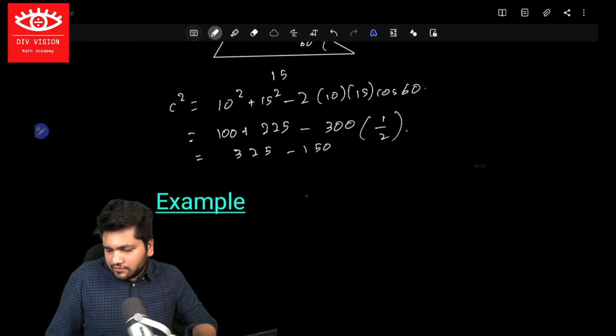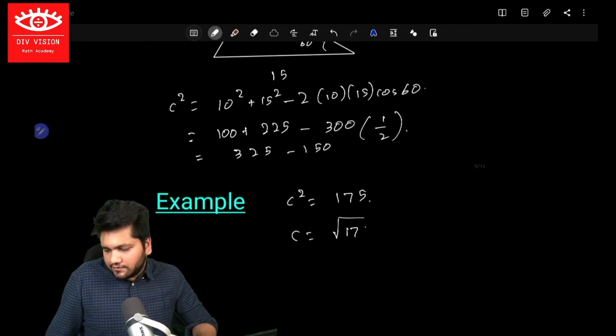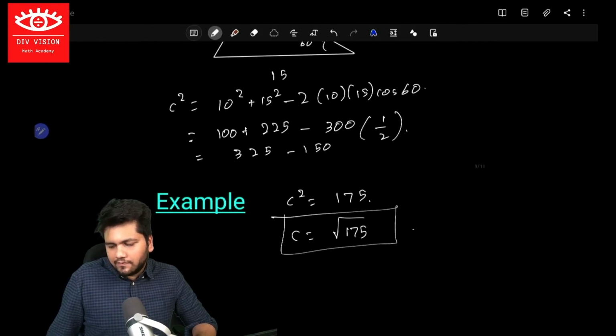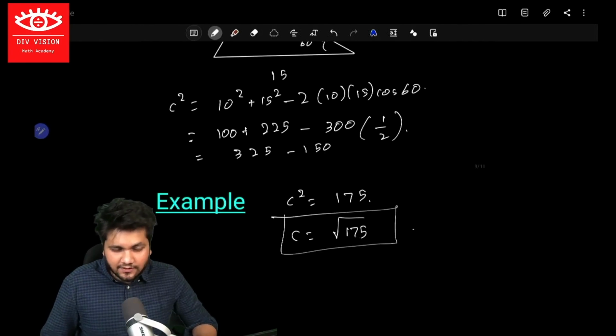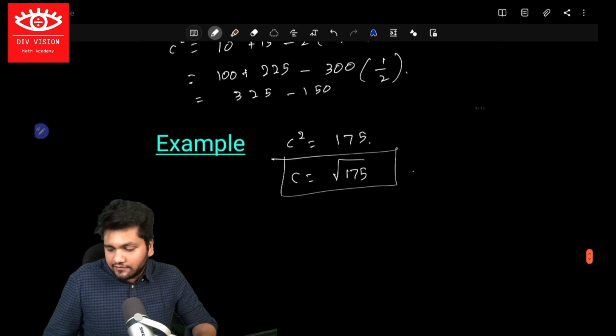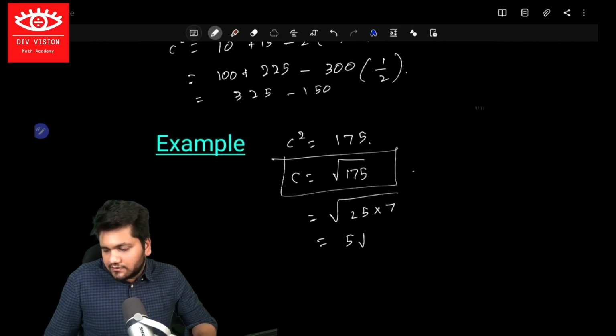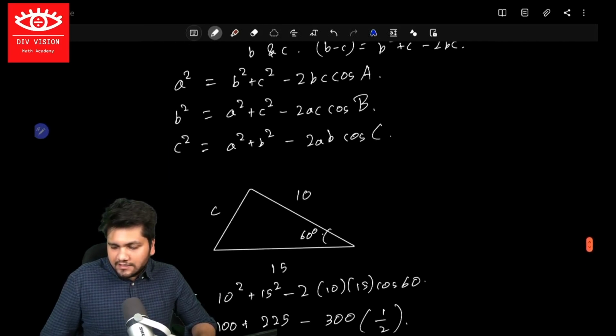So C square is going to be 175. So your C is basically square root of 175. And that's your answer for C. Of course, if they ask you in surd form, you have to simplify it further. This can be written as under root 25 times 7. So the answer is 5 root 7. So this is the side length 5 root 7.